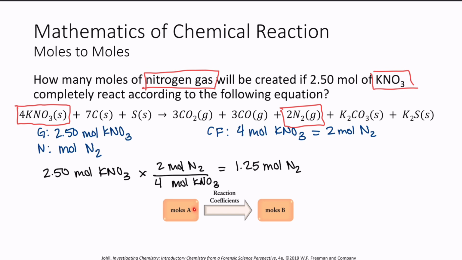I want to point this out to you. In order to get from moles of one substance to moles of another substance, you need to use the reaction coefficients. And this is referred to as the mole to mole ratio.